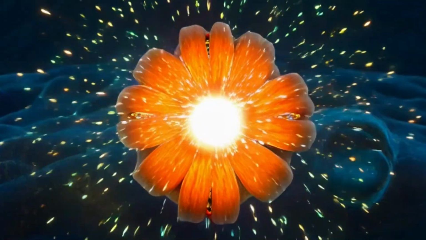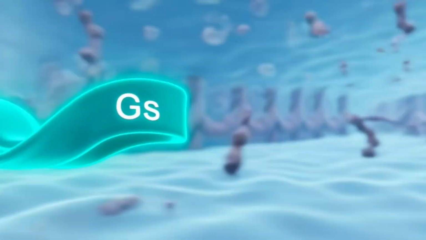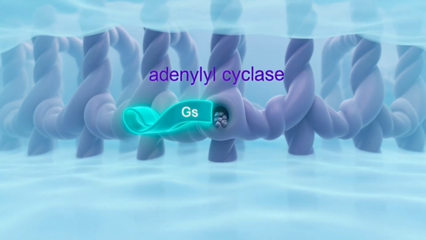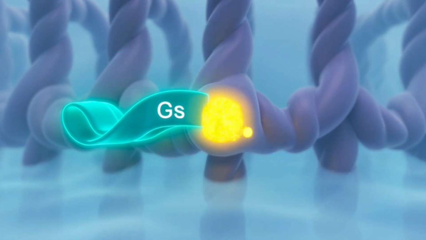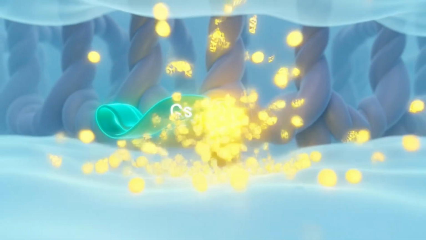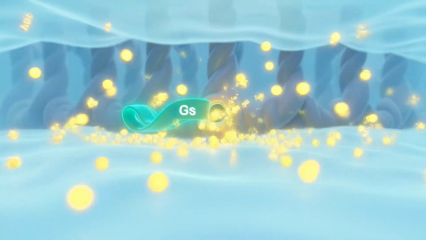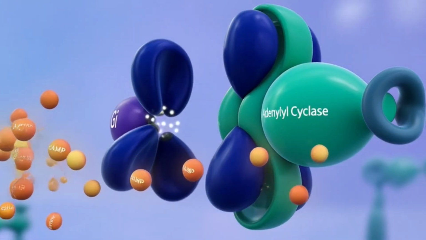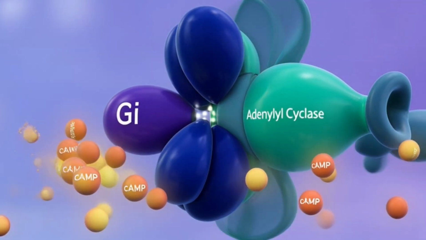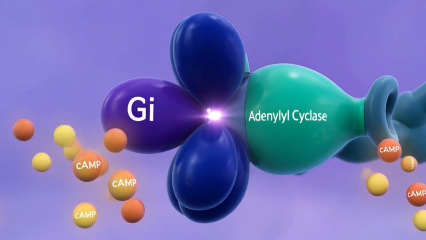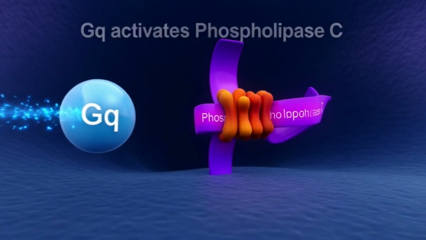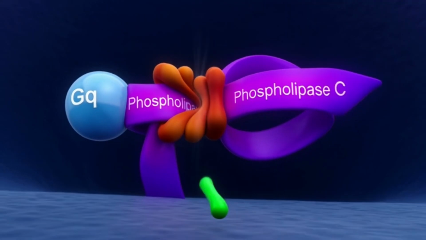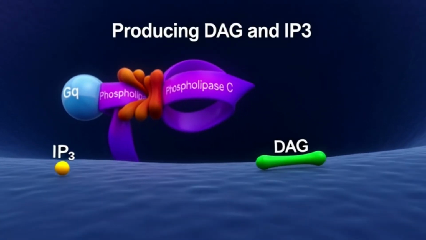There are 3 G proteins worth remembering. The first, GS, stimulates an enzyme called adenylyl cyclase, which produces a molecule called cyclic AMP, one of the cell's most important messengers. The second, GI, does the opposite. It blocks adenylyl cyclase and lowers cyclic AMP levels. The third, GQ, activates a different enzyme, phospholipase C, which produces 2 messengers of its own, DAG and IP3.